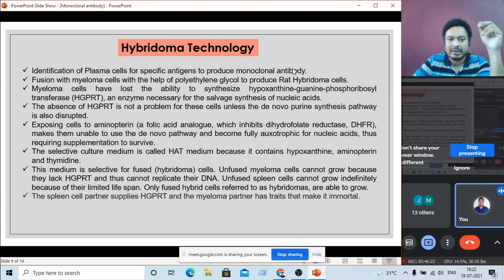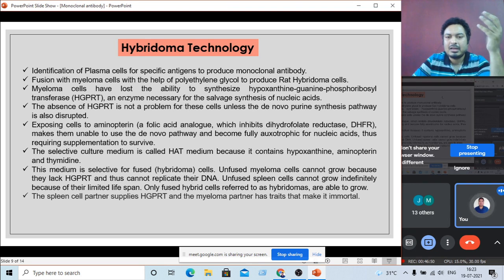First, we have to identify the particular antigen so that we can produce the antibody. Suppose we are talking about the spike protein of the coronavirus. So we have to collect the spike protein first, and these spike proteins are injected into the rat. Then what happens inside the rat? They can produce the monoclonal antibody inside the rat.